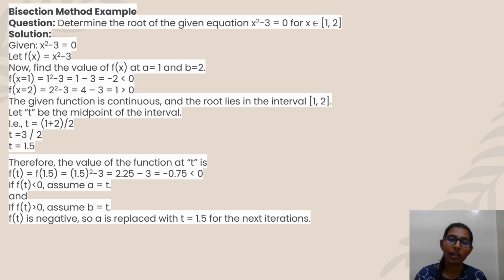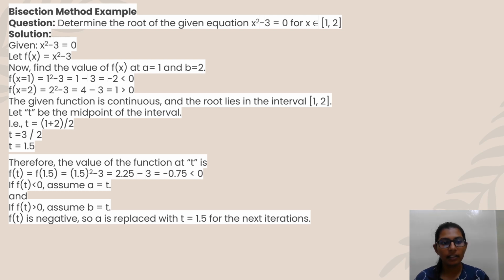Here is an example about the bisection method. The question is: determine the root of the given equation x square minus 3 equal to 0 for x belongs to 1, 2. And the solution: f of x is equal to x square minus 3. First you substitute 1 in x place, and again you substitute 2 in x place.